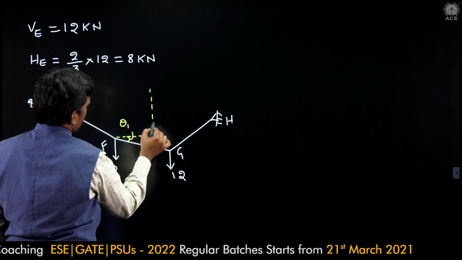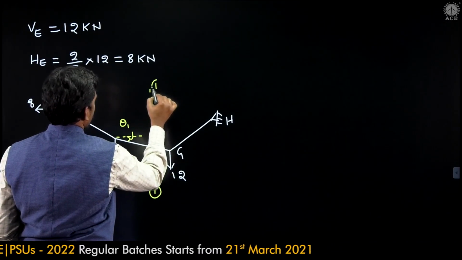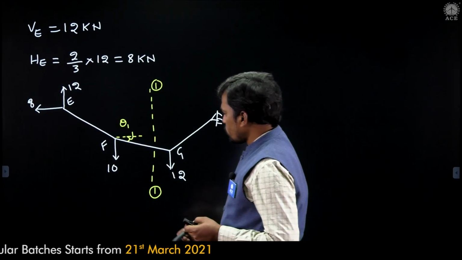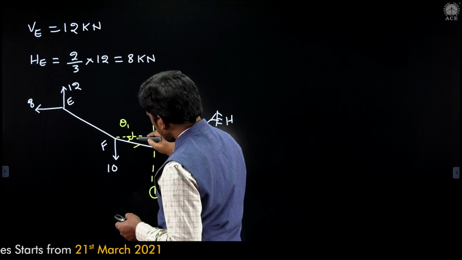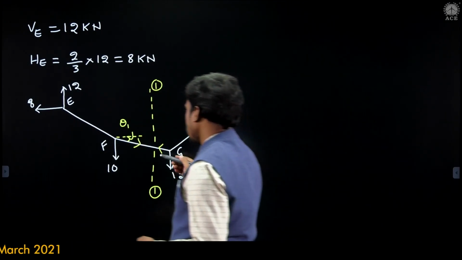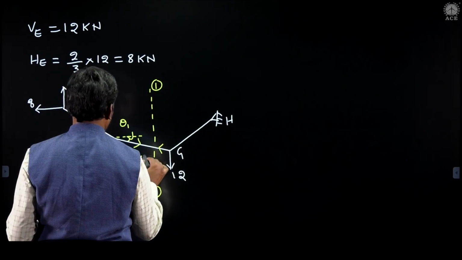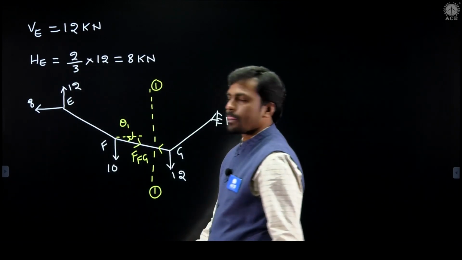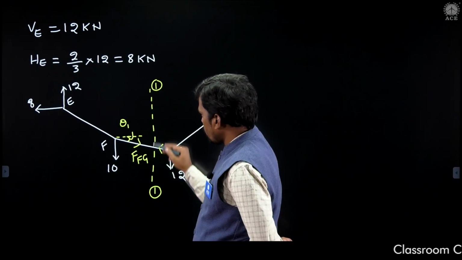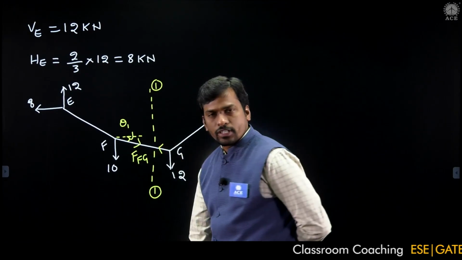Then cut the cable like this. This is section 1-1. Okay, so the cable is subjected to tensile forces. Now mark the tensile force. The force in this member is FG. Okay, force in member FG, right? Then consider section 1-1. Cut the cable in between, in member FG.